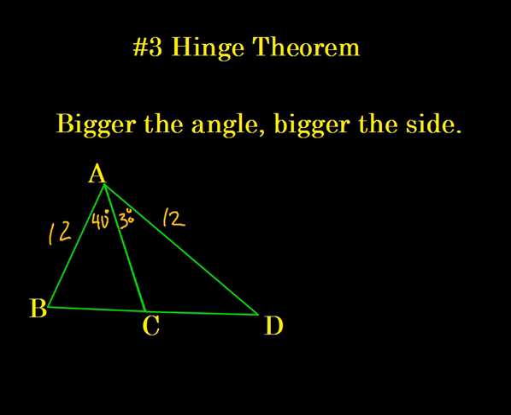Number 3 here is the Hinge Theorem. Basically, you need to remember that the bigger the angle, the bigger the side. Typically here, you're asked to make comparisons based on a given figure. So if I have this figure where I have sides 12 and 12, I know these two sides are congruent. I also know that AC is the shared side, so that's congruent. Comparing these angles, we have 30 and 40, therefore this is the bigger angle, and therefore this is the bigger side. So if I asked you to make a comparison here, you could say that BC is greater than CD.